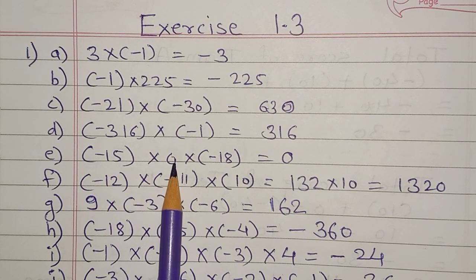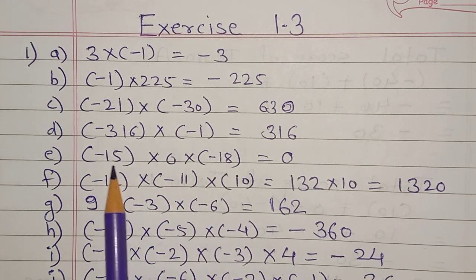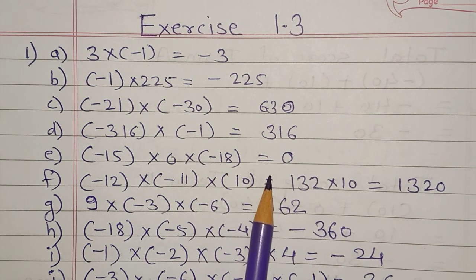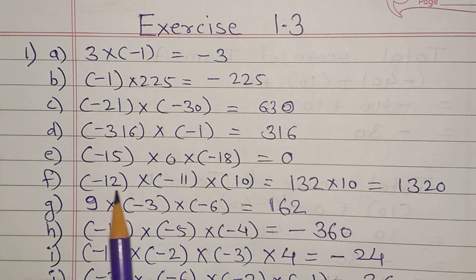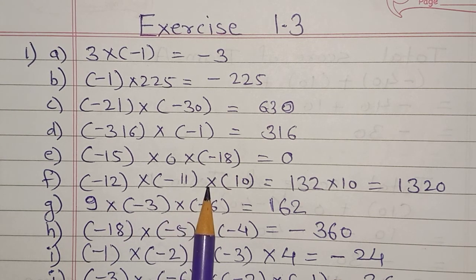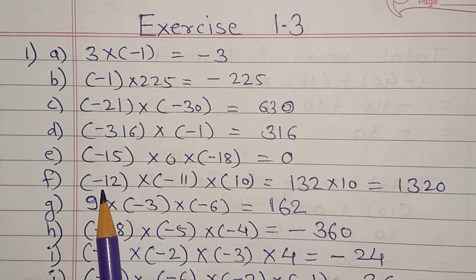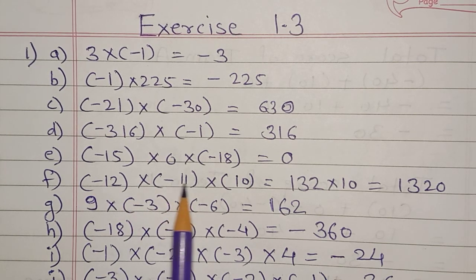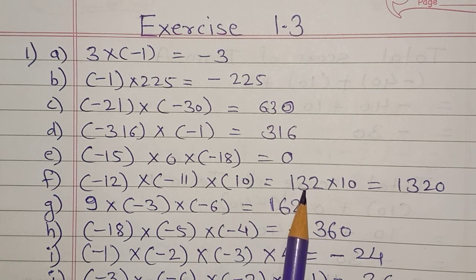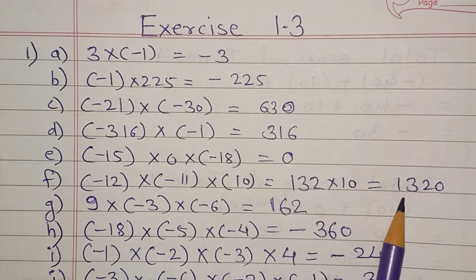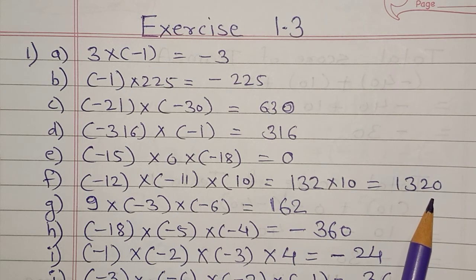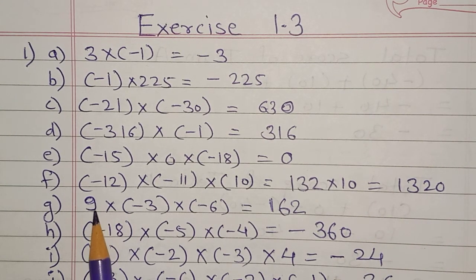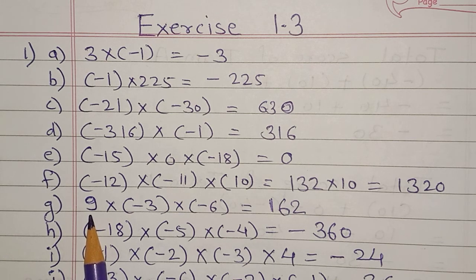Minus 15 into 0 into minus 18. Any number multiplied by 0, the answer is always 0. Minus 12 into minus 11 into 10. Minus 12 into minus 11, both the numbers are negative, so my answer is positive 132 into 10. The total answer is 1320. Just multiply as it is. You have to be careful with the sign.